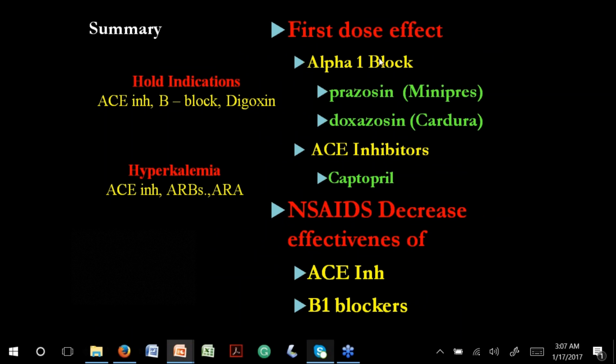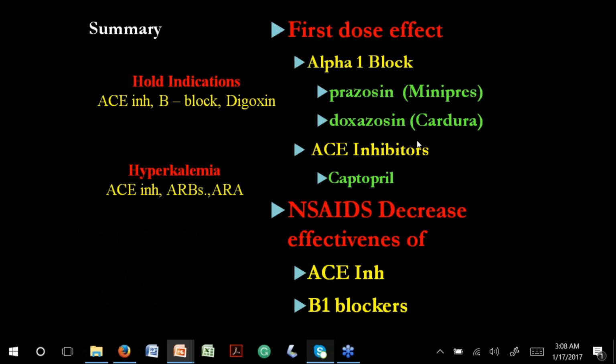Here we have the first dose. We have the prazosin and doxazosin. So for NCLEX, -osin is alpha 1 blocker. Don't care about the commercial name, just the generic name is more important. And we have first dose, we have the alpha 1 and the ACE inhibitor.